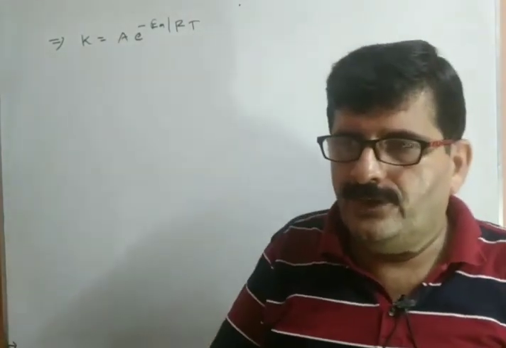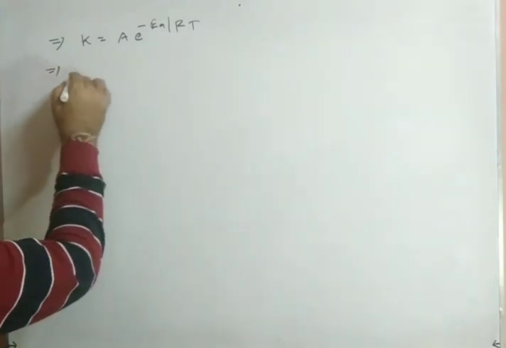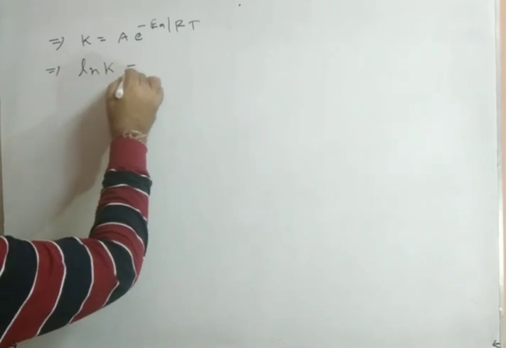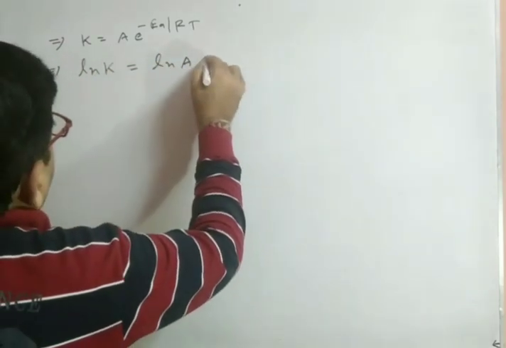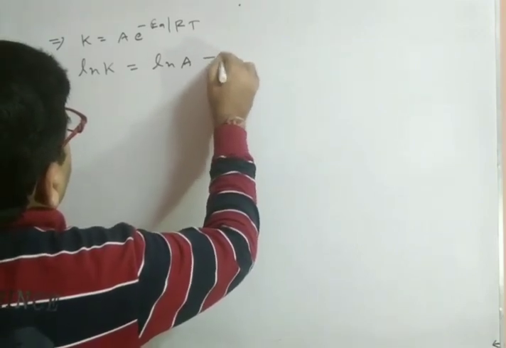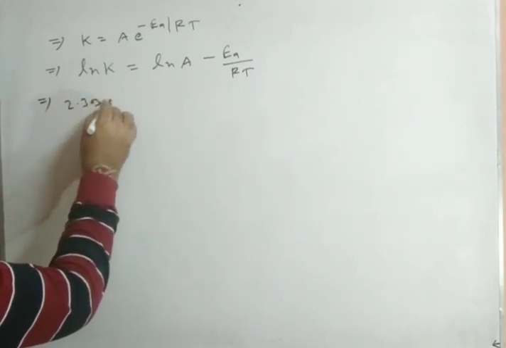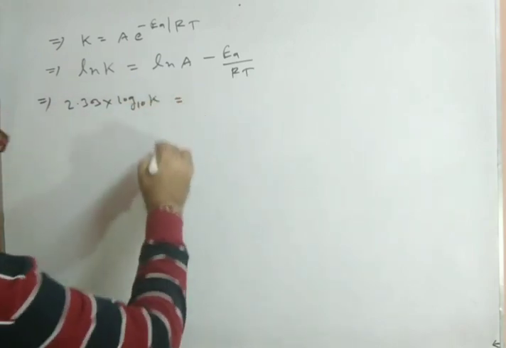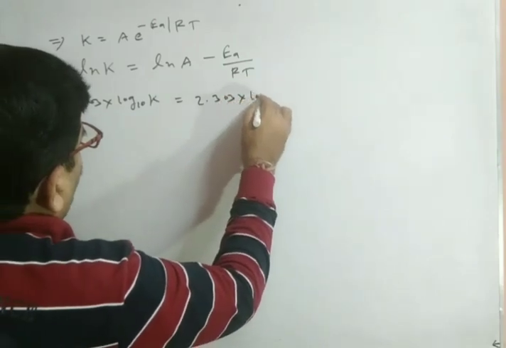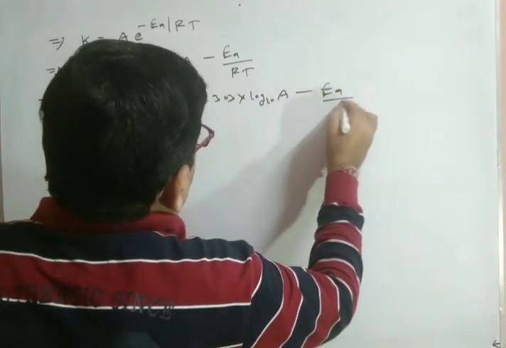If we take log base e on both sides in our equation first, we get ln k = ln A minus Ea/RT. Because log base e of e is equal to 1. If we convert ln k in terms of base 10, multiplied by 2.303, 2.303 log base 10 k is equal to 2.303 log base 10 A minus Ea/RT.